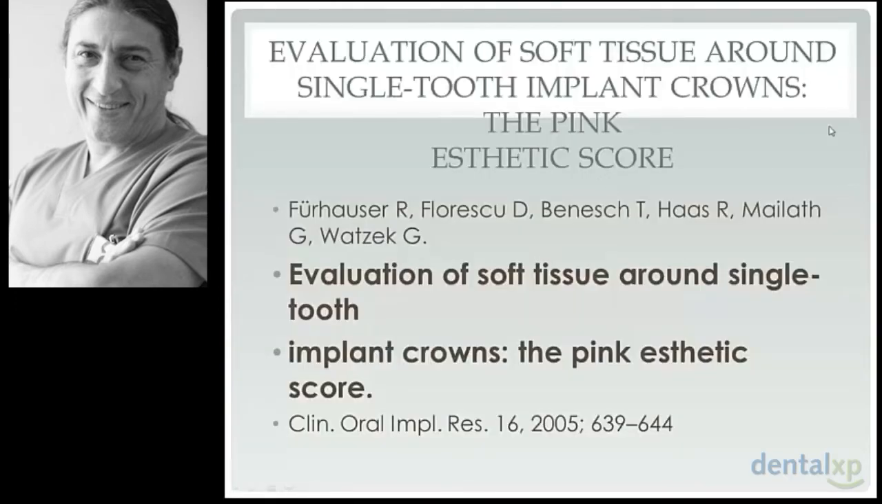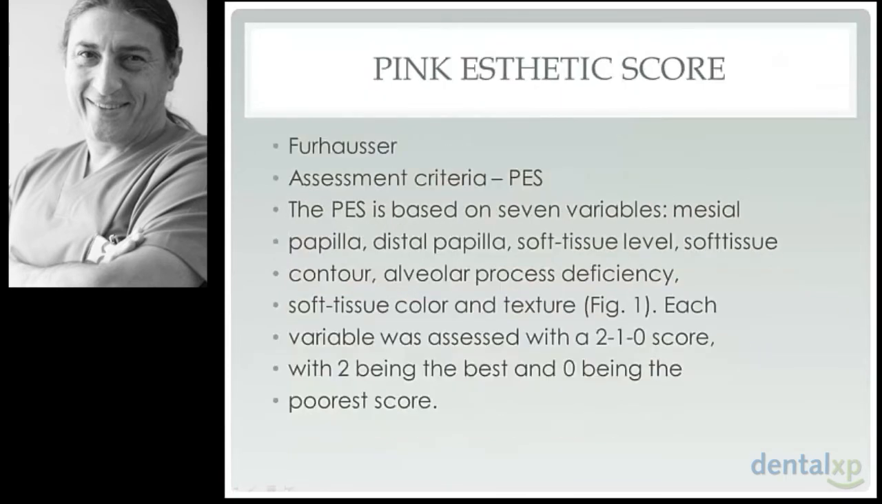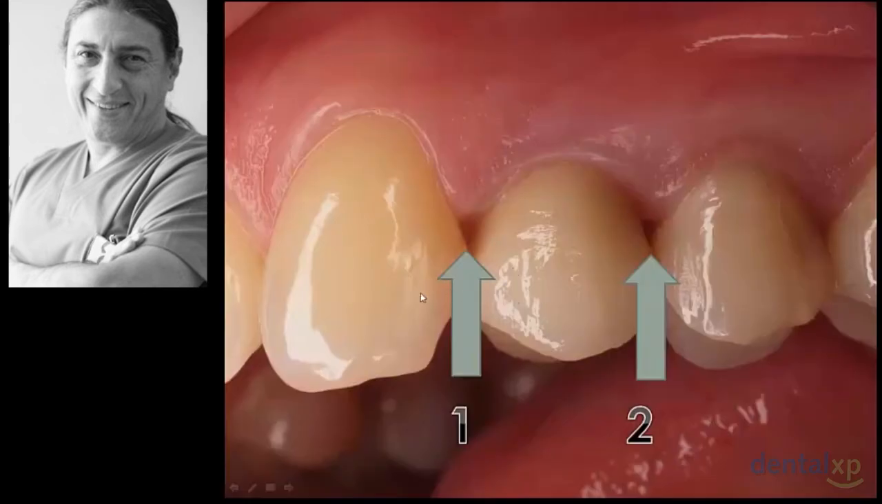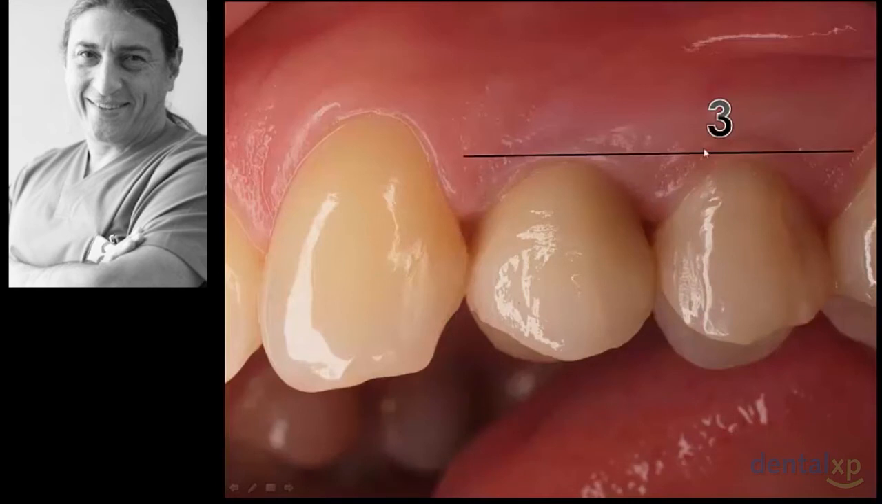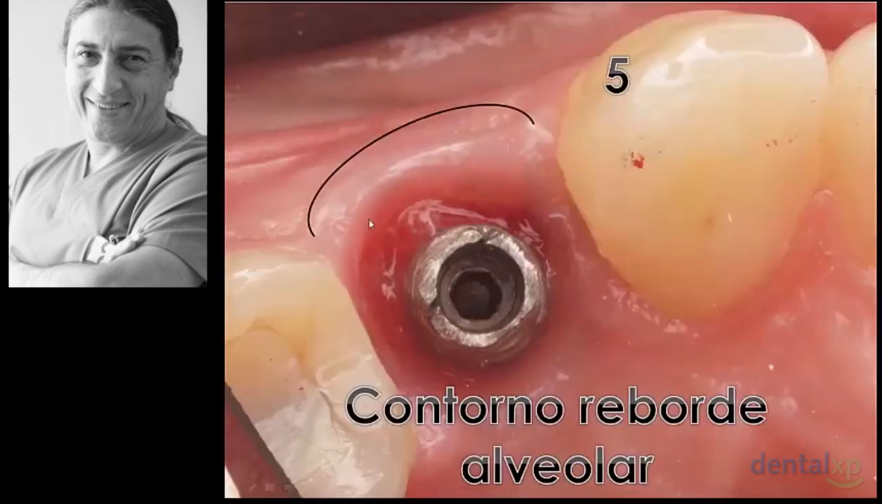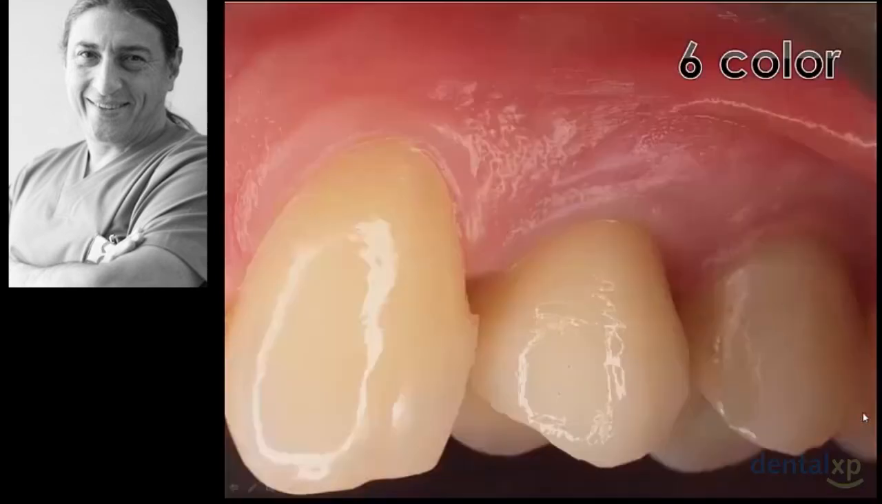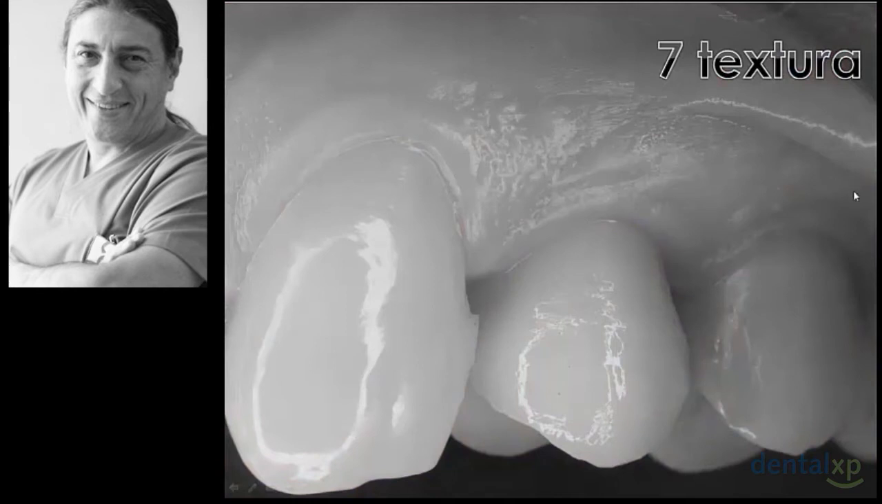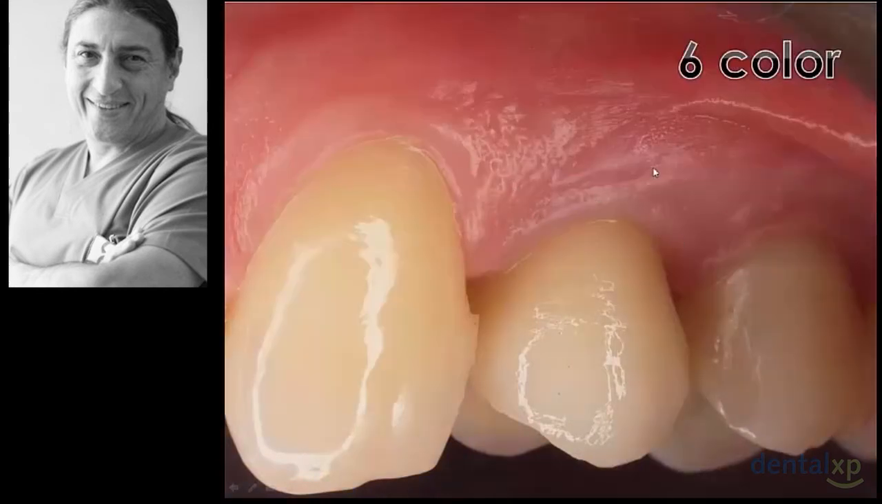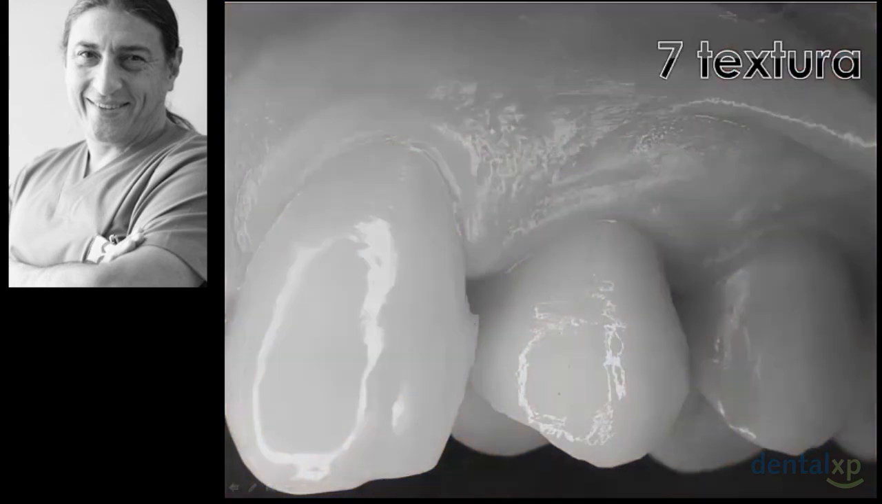So this is the result, and if we do the Pink Esthetic Score of Furhauser, we are going to see that here we have all the different aspects: the mesial papilla, the distal papilla, the level, the contour, the alveolar contour, the color of the gum, and the texture. So these are very nice results that made me enthusiastic about this technique.